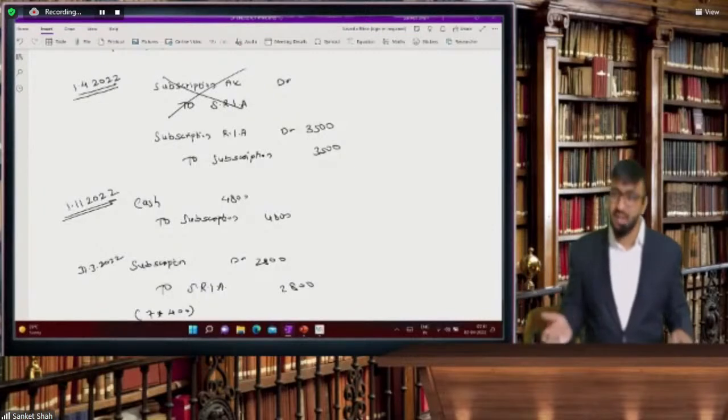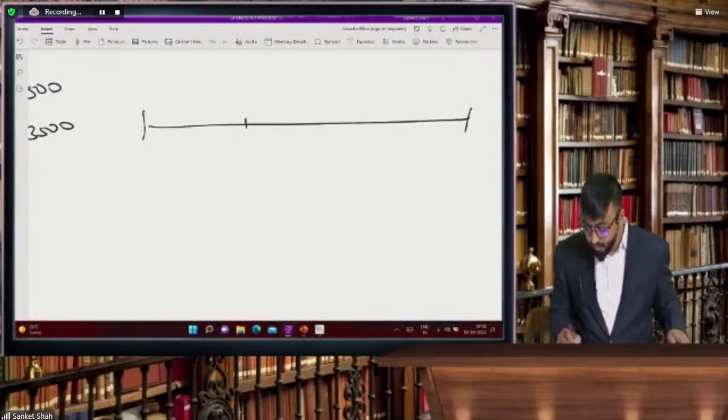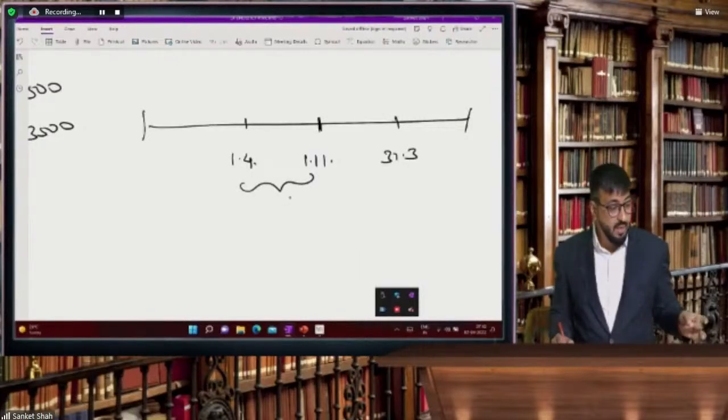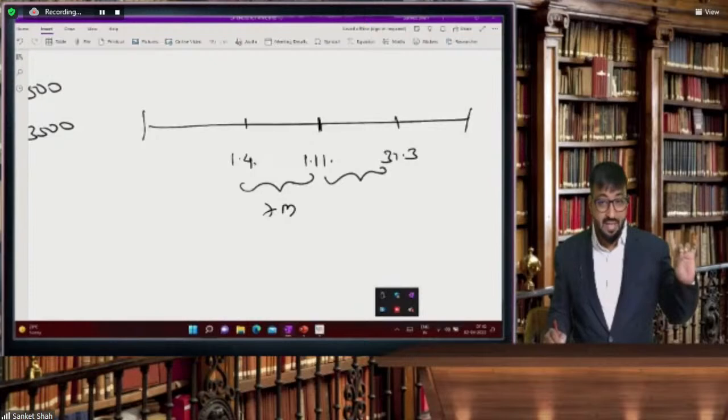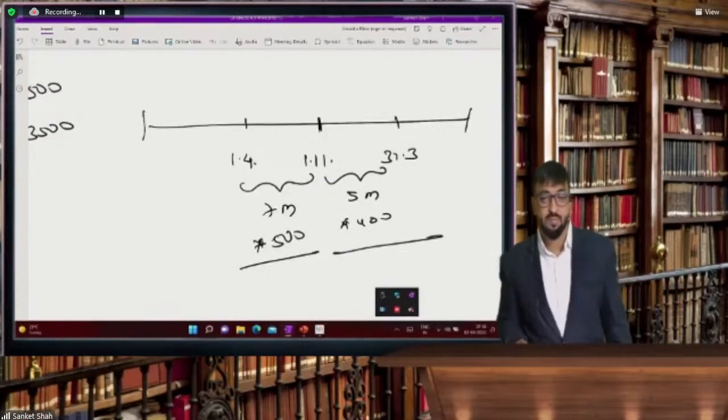Just draw the diagram. It's a very easy question. See how to calculate it. You want from 1st April to 31st March. When do you subscribe for the second time? You subscribe for the second time on 1st November. So 1st April to 31st October: April, May, June, July, August, September, October, 7 months of the last subscription, that is 500 rupees. And 5 months of the next subscription, that is 400 rupees. This is how you are going to record it. So this is your income.